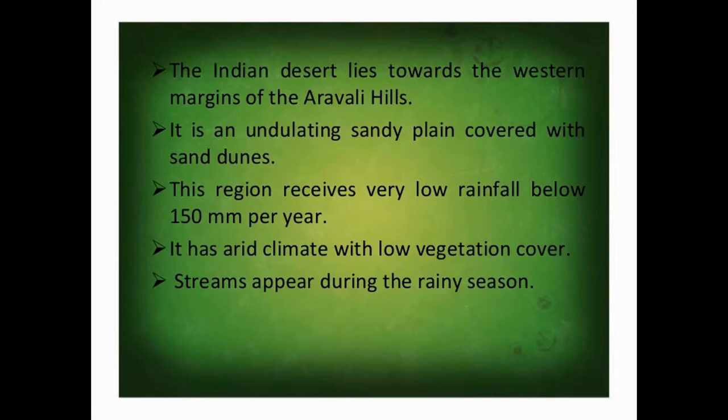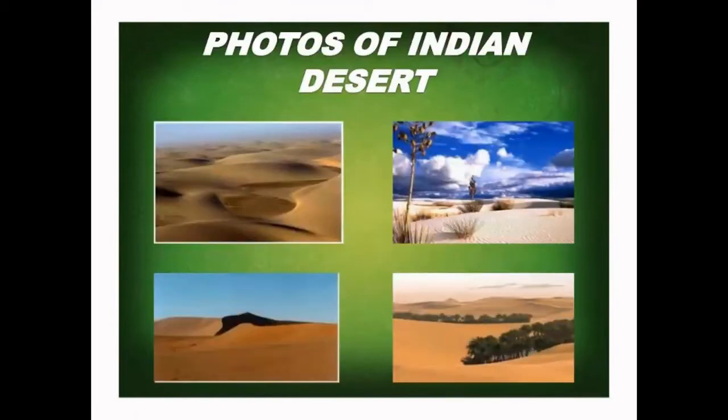Luni is the only large river of this region. Barchans, which are crescent-shaped dunes, are seen near Jaisalmer, and they cover a larger area, but the longitudinal dunes become more prominent near the Indo-Pakistan border.